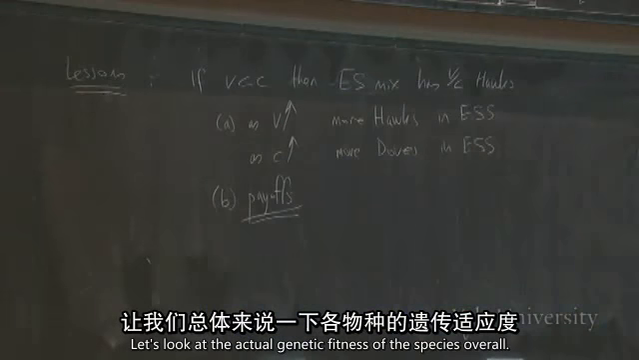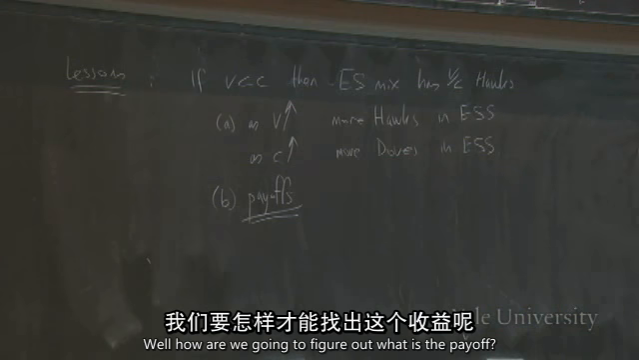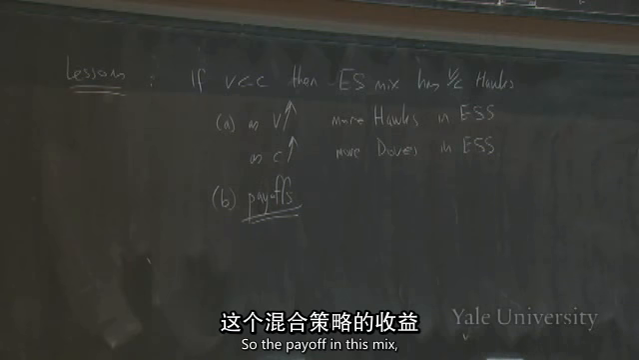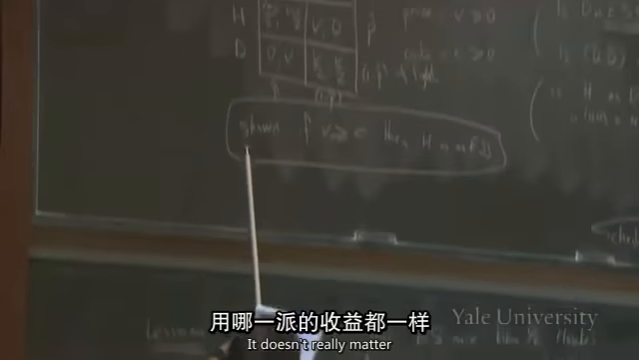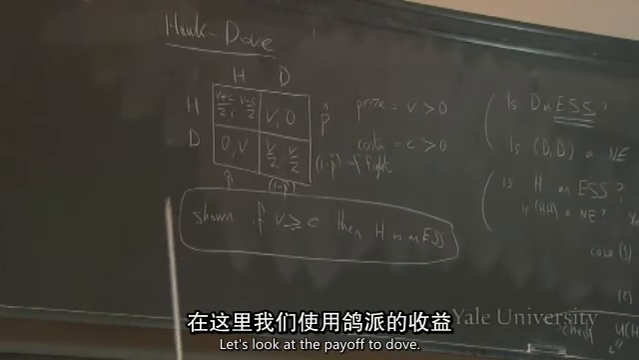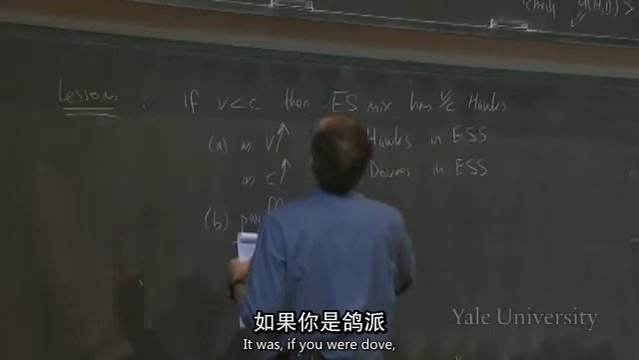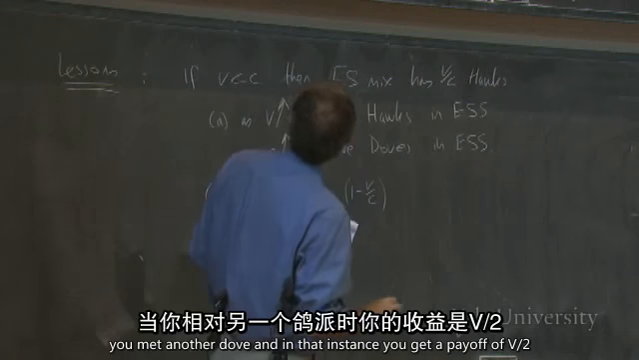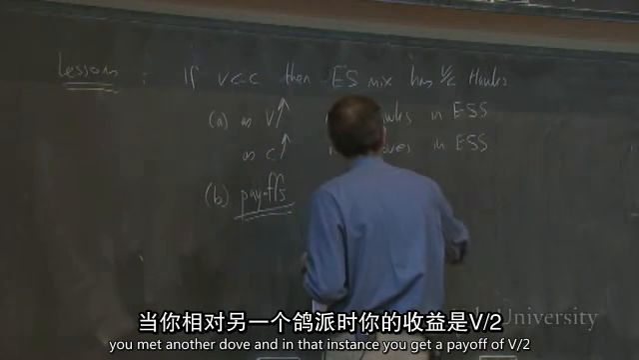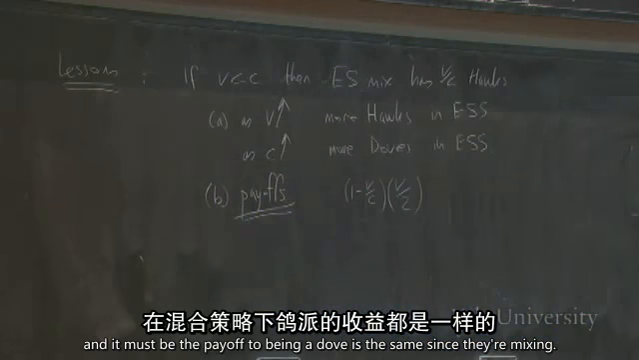Let's look at the actual genetic fitness of this species overall. So in this mix, what is the payoff? Well, how are we going to figure out what is the payoff? So the payoff in this mix, we can actually construct by looking at the payoff to dove. It doesn't really matter whether you look at the payoff to dove or the payoff to hawk. Just look at the payoff to dove. All right, so the payoff was what? It was, if you were a dove, then 1 minus V on C of the time, you met another dove, and in that instance, you got a payoff of V on 2. And it must be the payoff to being a dove is the same since they're mixing. All right, so this is the payoff.